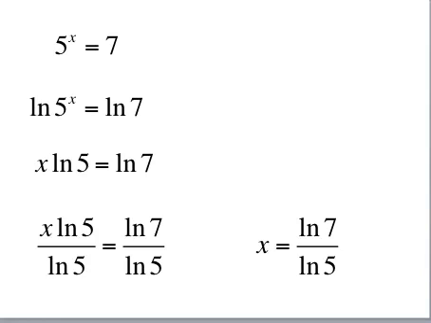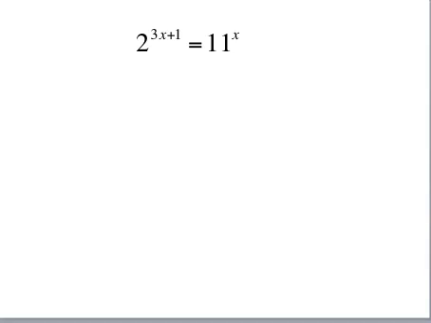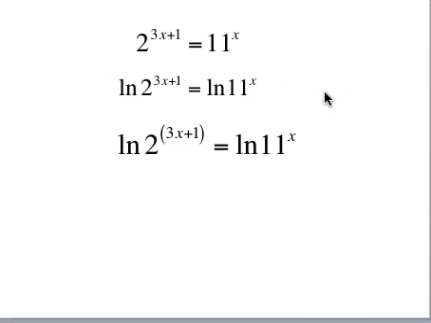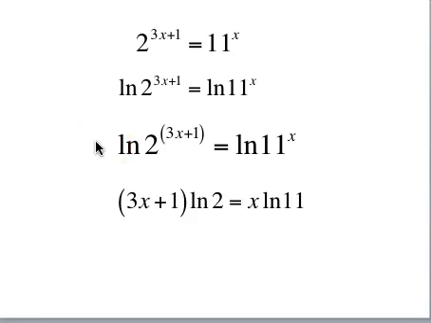Our next example is 2 to the 3x plus 1 equals 11 to the x. There is no common base here for us to work off of. So we're going to go ahead and take a natural log of both sides again. So natural log of 2 to the 3x plus 1 equals natural log of 11 to the x. And we want to pull the exponents down, but before I do that, I want to emphasize the fact that that exponent is in parentheses. So when I pull the 3x plus 1 down, I want to pull it down in parentheses so that I can distribute properly.